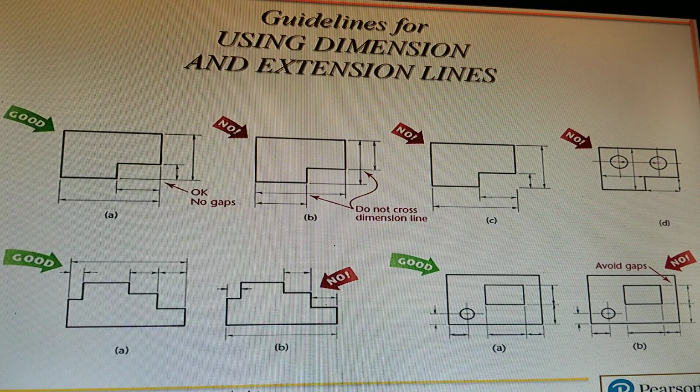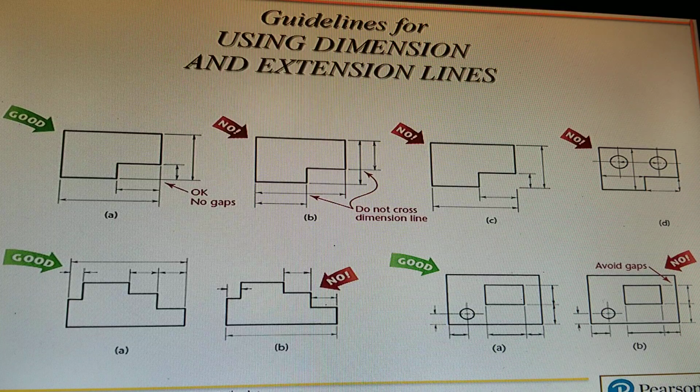Lower A, the third one from the left. You have some location dimensions right there showing where the center of that circle on the left and that rectangle on the right are. See how they got their dimensions lined up with each other? That's very important. I'll mark points off if you don't do that.